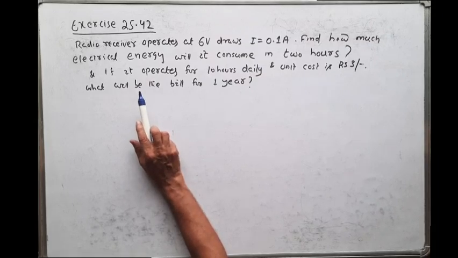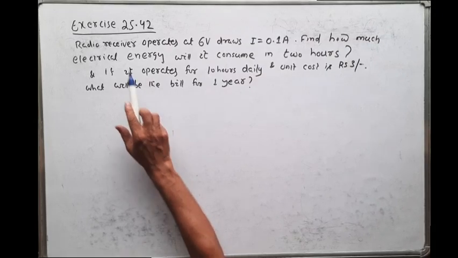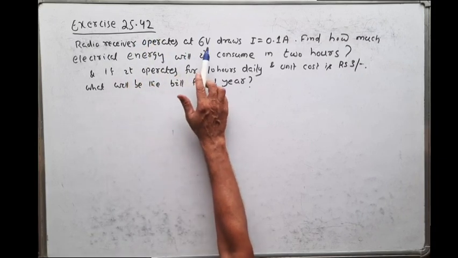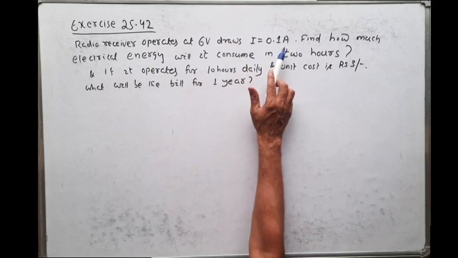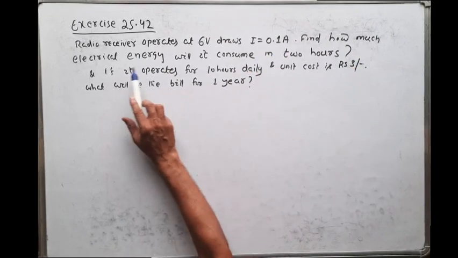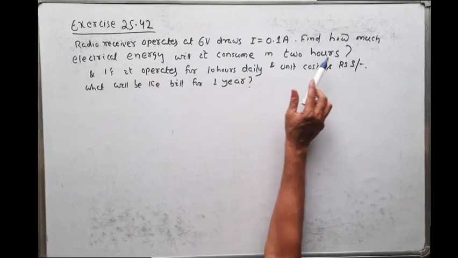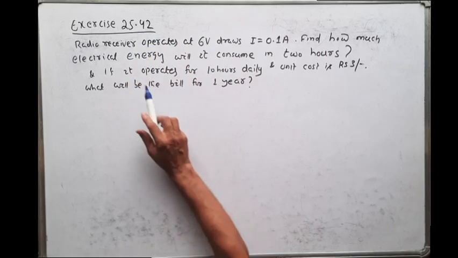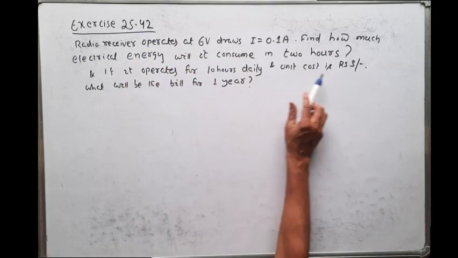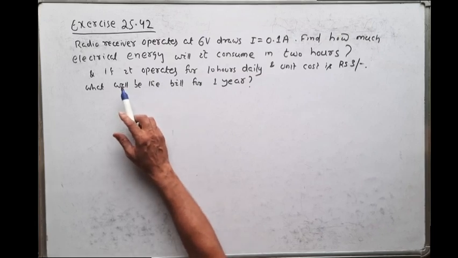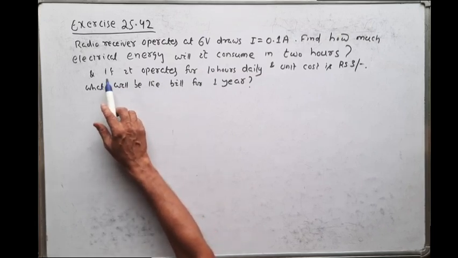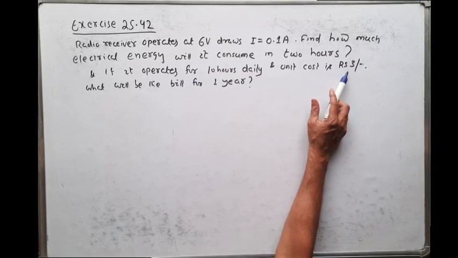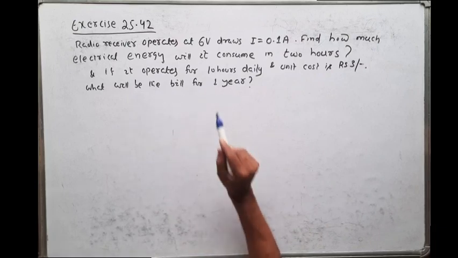So I think this is the last problem of today's video. Exercise 25.42. A radio receiver operates at 6 volt, draws a current of 0.1 ampere. Find how much electrical energy it will consume in 2 hours. This is the actual question given in 25.42. But I have added this question for your easy calculation, for your concept. I had given an extra part: if it operates for 10 hours daily and the unit cost is 3 rupees, what will be the bill for 1 year?